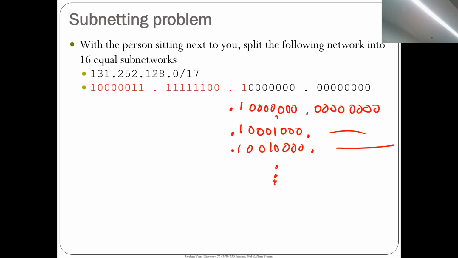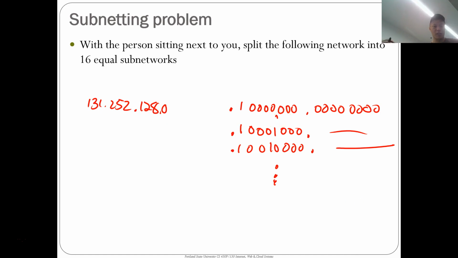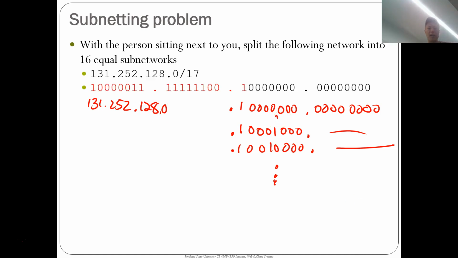If you look at this one, this stays the same. This is 131.252.128.0. But now, whoa, what did I do there? Now the prefix is over here. So that is 17, 18, 19, 20, 21. This is a /21 now, because I used the next 4 bits.